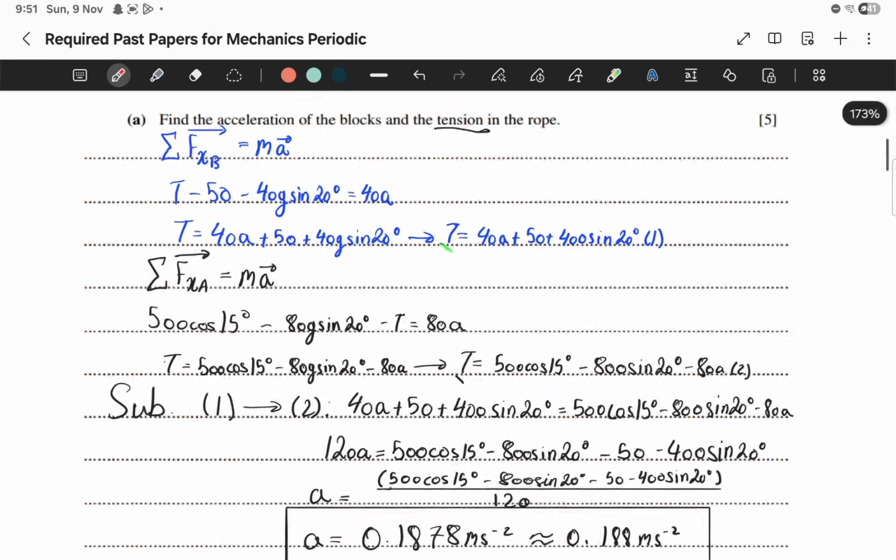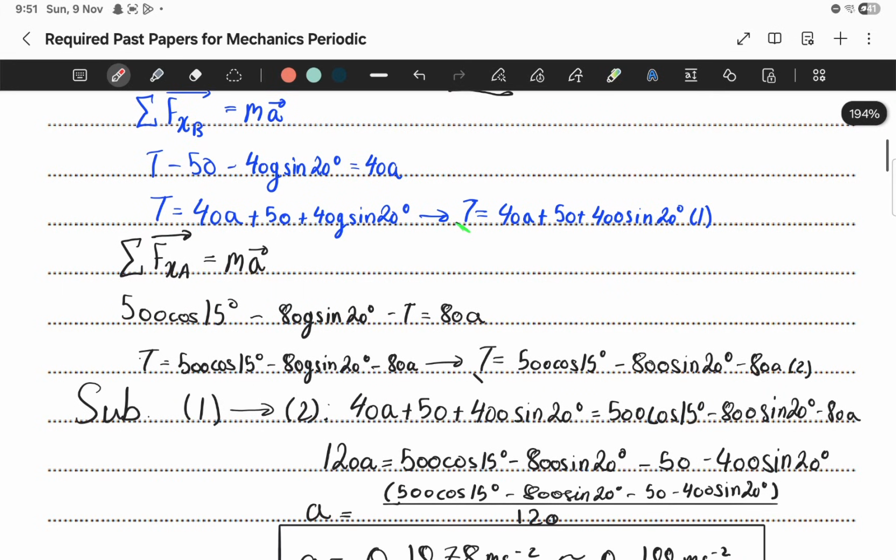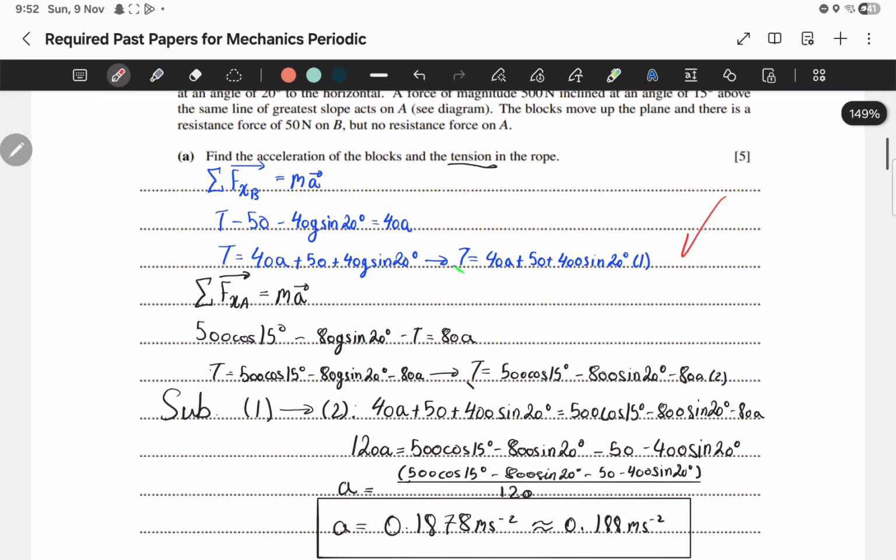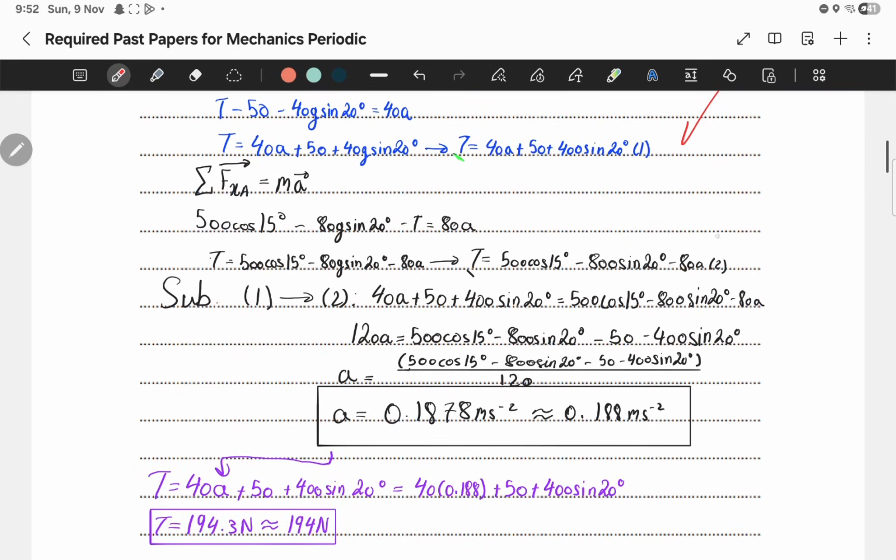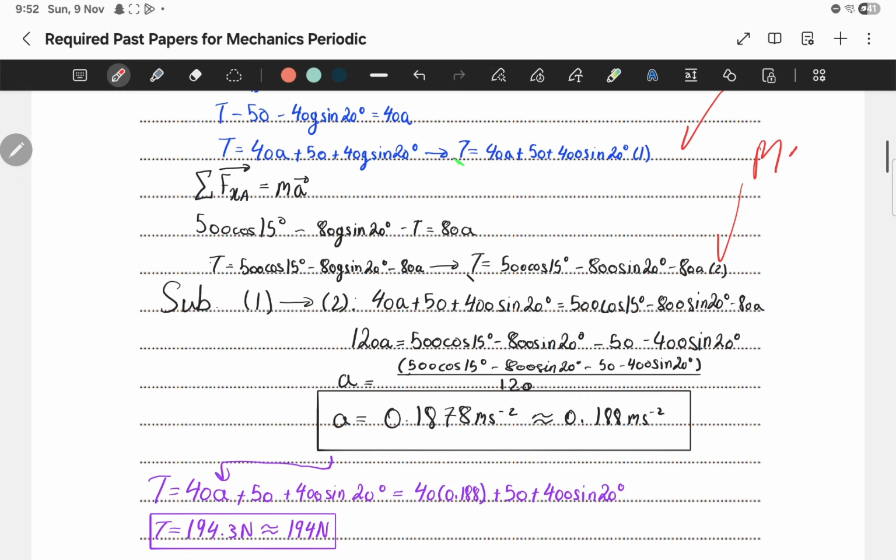So you should get T minus 40g sin 20 minus 50 equals 40a. Whatever, it's your working. If you attempted Newton's second law, you get the mark. So you get the first mark here. This is M1 for the first mark.